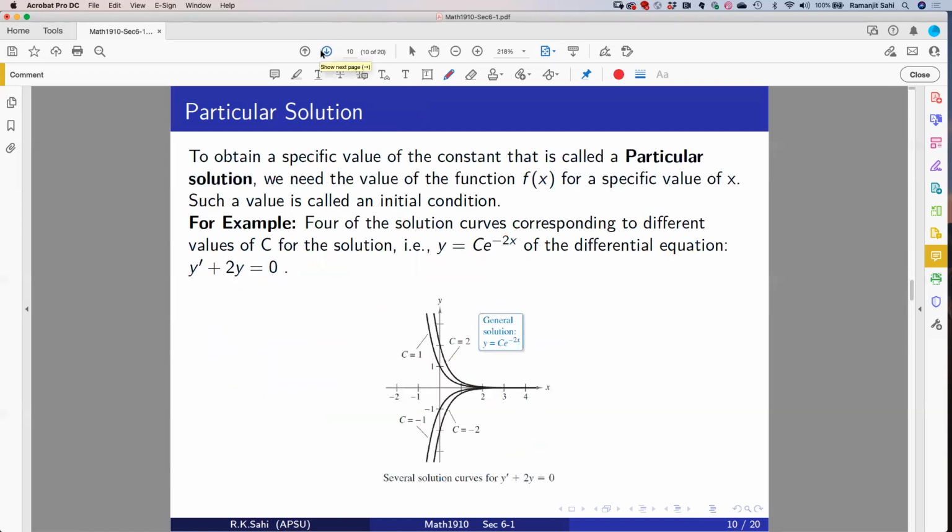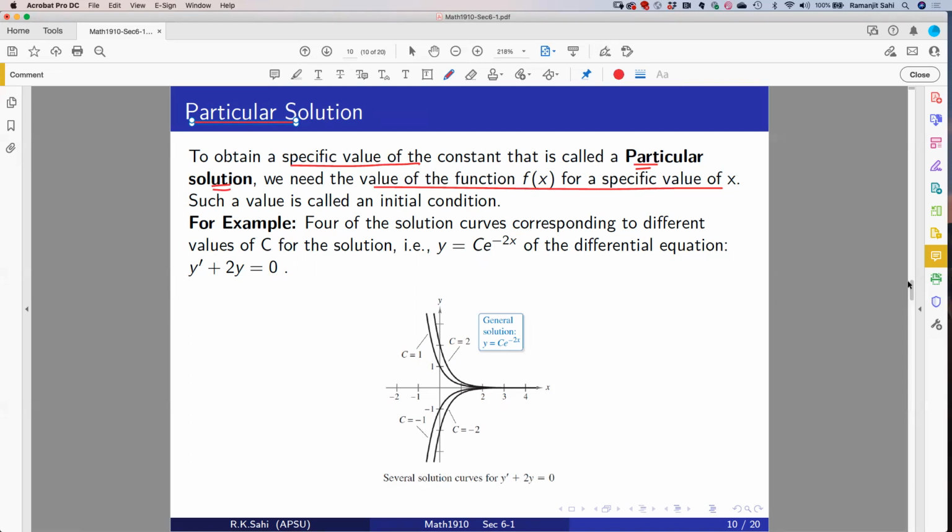Now, we have learned how to find a general solution. We're going to talk about particular solutions. Remember, to obtain a specific value of the constant is called a particular solution. We just had y equals something plus c, so a particular solution means finding that c. To do this, we need the value of the function for a specific value of x, and this specific value is called an initial condition.